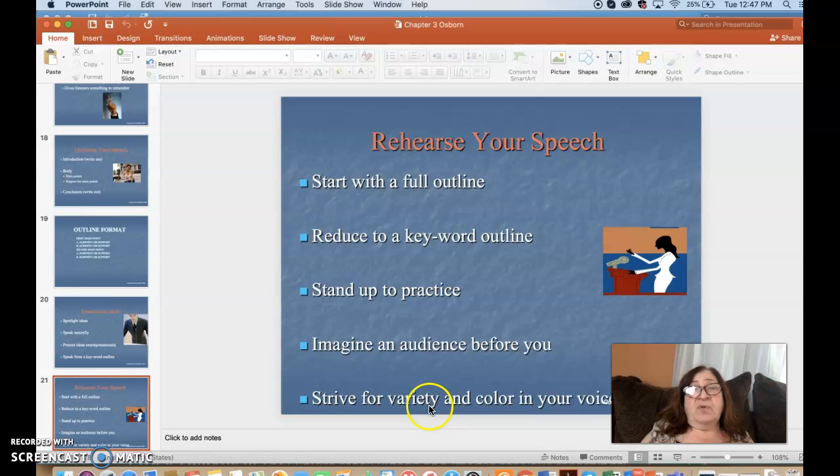Or if you're reading from a computer screen, make sure that you have a way of moving on without interrupting your speech. Stand up in order to practice, because you need your breathing apparatus free and straight. If you're hunched over, your speech is not going to sound very full. Imagine, visualize an audience in front of you, but do not visualize them as not wearing clothes, because that never helps, despite the anecdotes. And look for variety in your tone and voice.